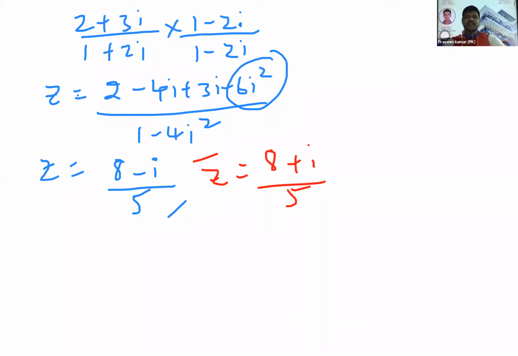The denominator is a square minus b square. 4i square means minus 4, minus or minus plus 4. 1 plus 4 is 5. Understand? So z bar means 8 plus i by 5.